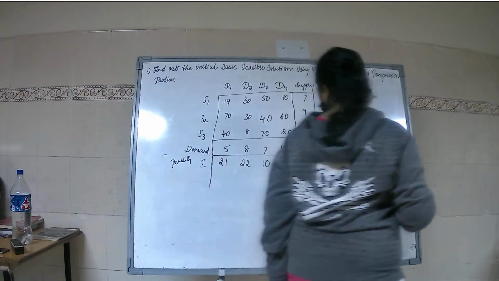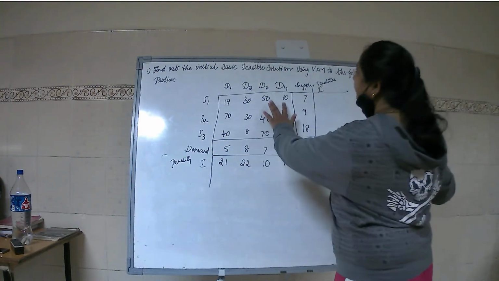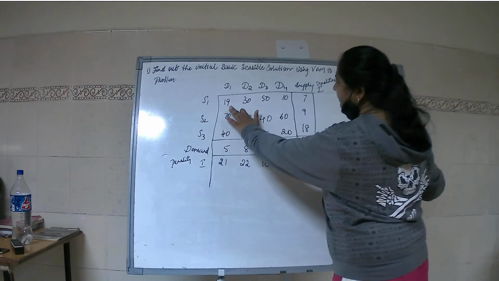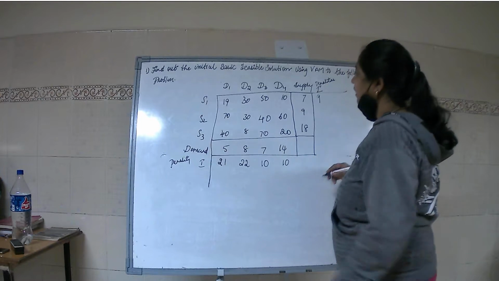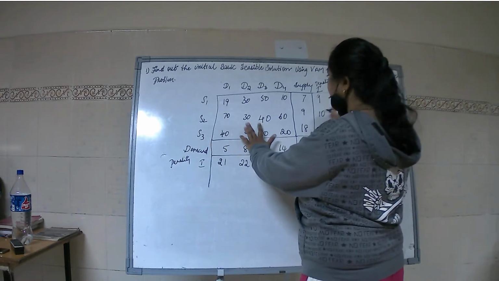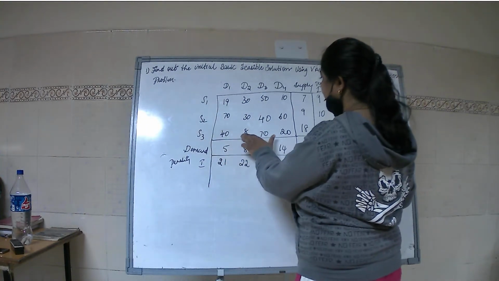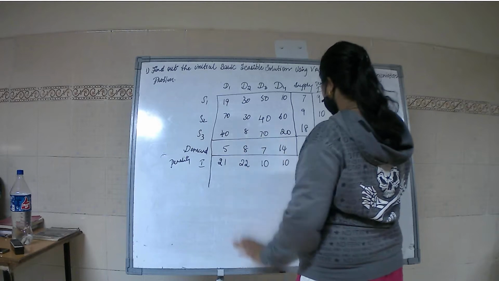Here also, in a similar way, you need to calculate the penalties. Here the minimum value is 10 and next is 19, so 19 minus 10 will give me 9. Here 30 and 40 will give me 10. And here it is 8 and 20, so it gives me 12.